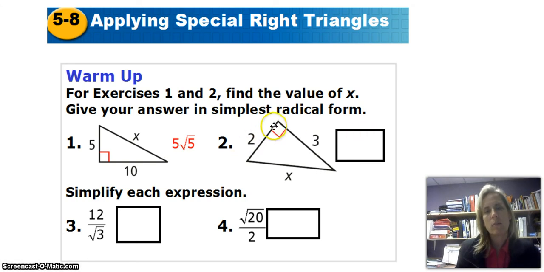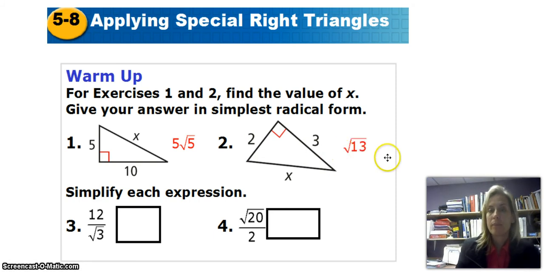In this case, again, the legs are 2 and 3, so 2 squared plus 3 squared, 4 plus 9, 13. So x equals square root of 13. C is square root of 13.